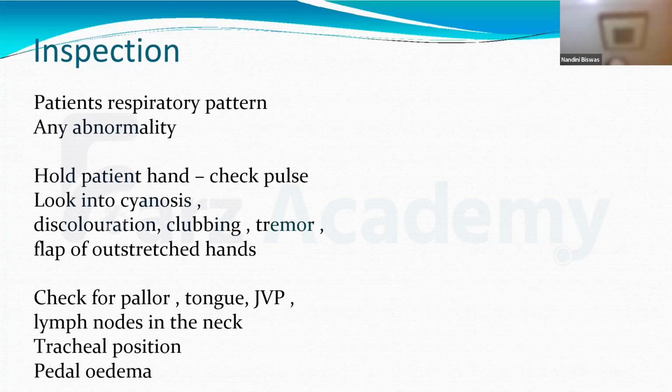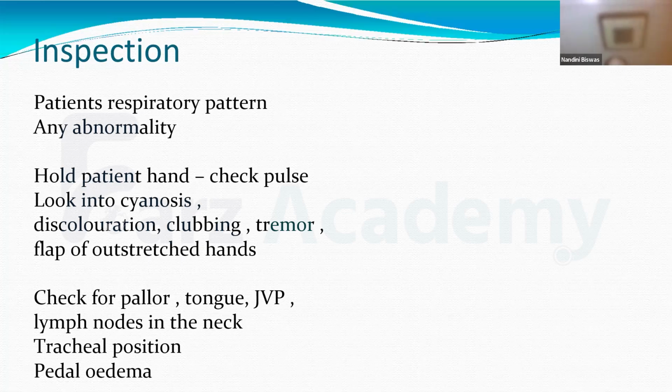Then ask the patient to sit up and look for cervical lymph nodes. So, underneath the mandible, down anteriorly in the neck, posteriorly in the neck, and look into the supraclavicular region. Very, very important. Make an effort, show to the examiner that you're palpating, looking for enlarged cervical lymph nodes.